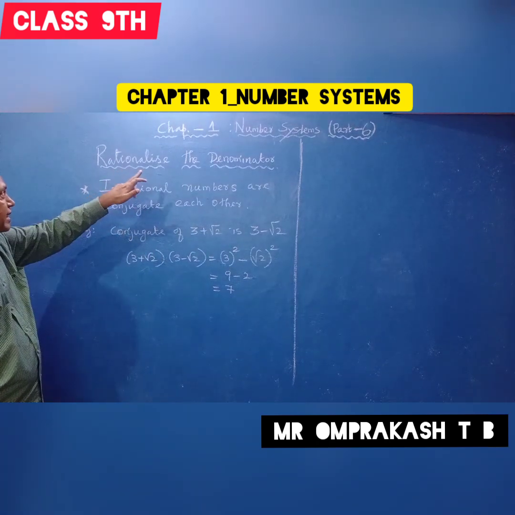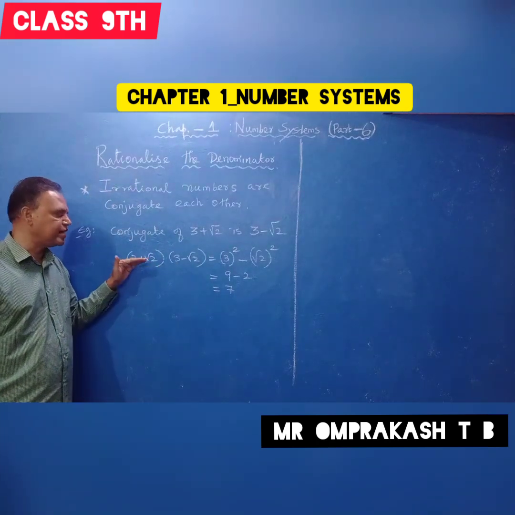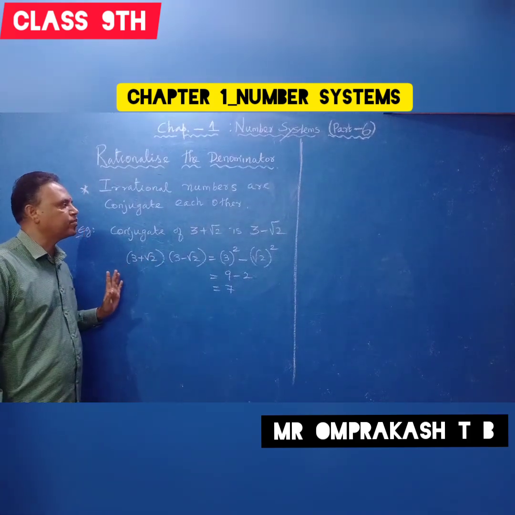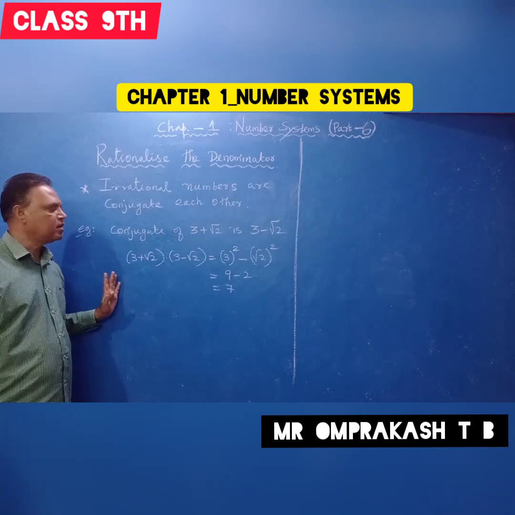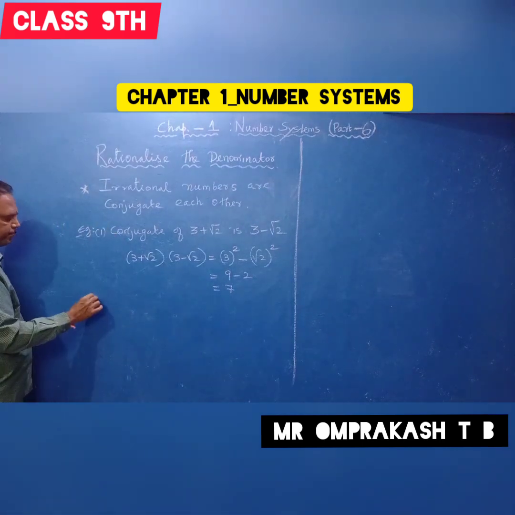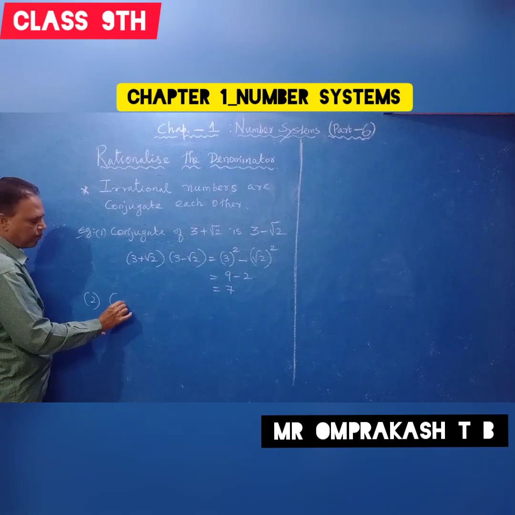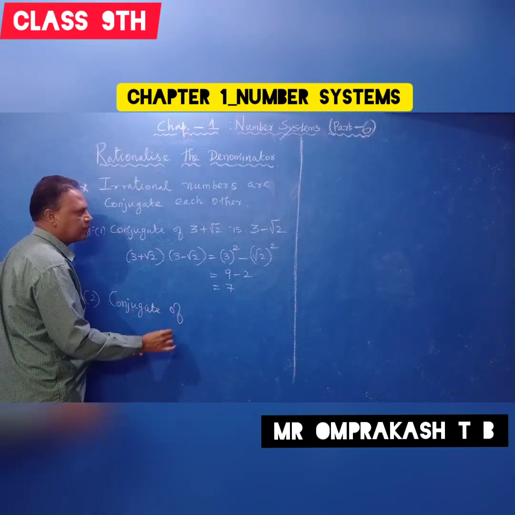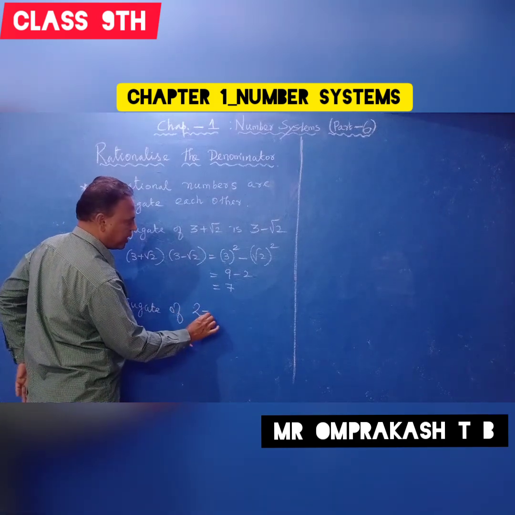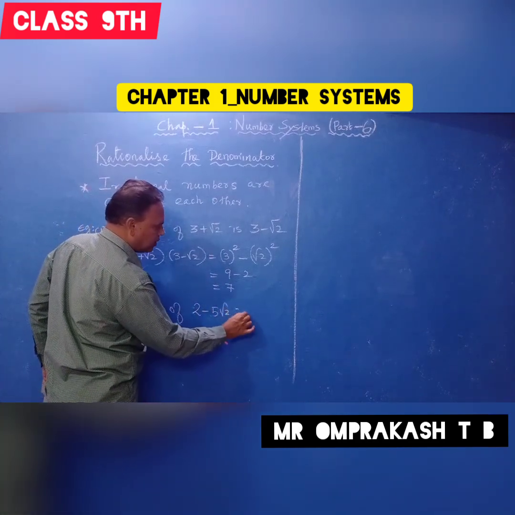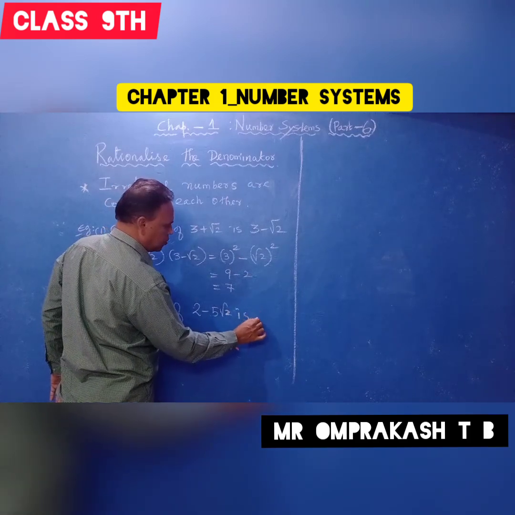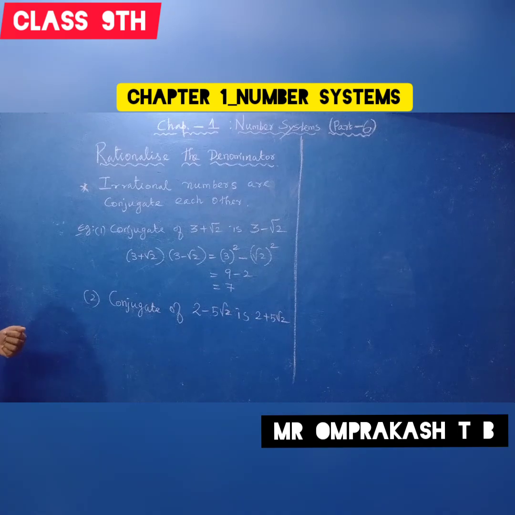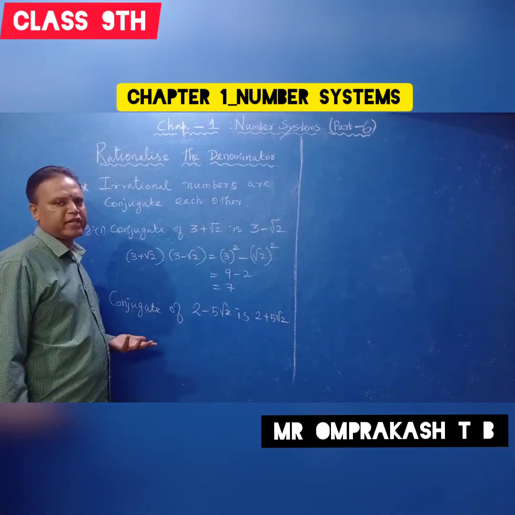That's why we rationalize the denominator. Always the denominator you have to rationalize by taking the conjugate. Clear? One more example we see. The conjugate of 2 minus 5 root 2 is 2 plus 5 root 2. Like this, so many examples we can read.